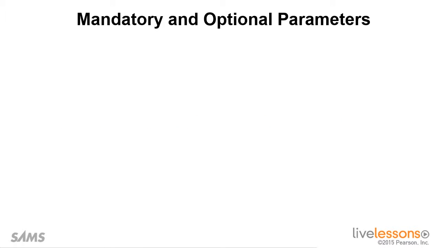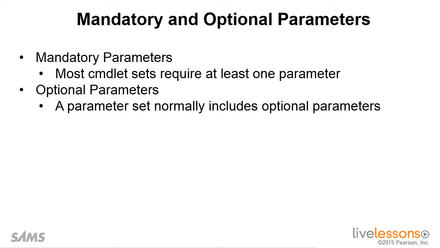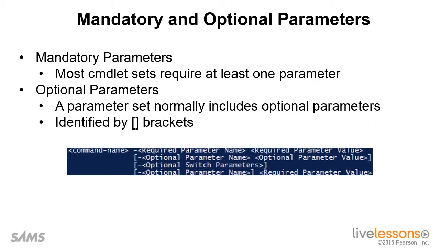Now let's take a look at mandatory and optional parameters. Mandatory parameters, most commandlet sets require at least one parameter. The exception being things such as get-help and get-command that return a default set of information. Optional parameters, a parameter set normally includes a few optional parameters. You can identify an optional parameter set by looking at the square brackets. If you look at the PowerShell help documentation on parameters, you will see the section that I have included below, where it actually shows how you can identify what is required and what is optional by showing you the text within the square brackets and text that is not in square brackets.